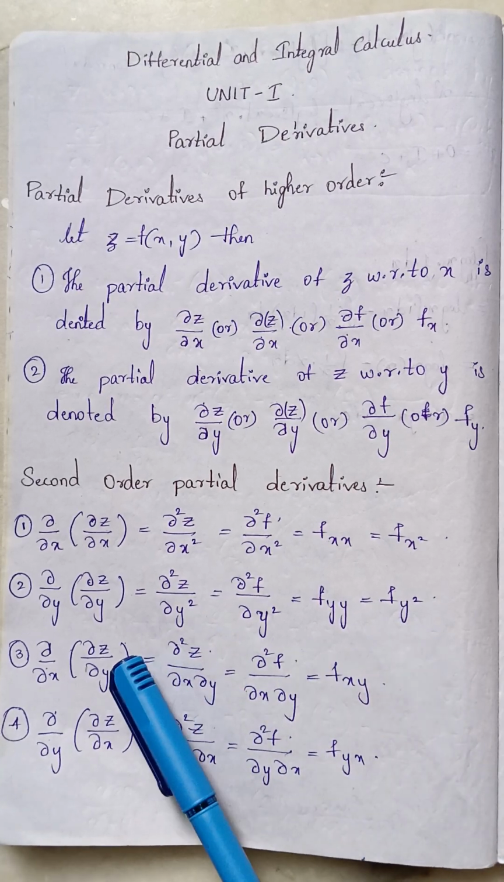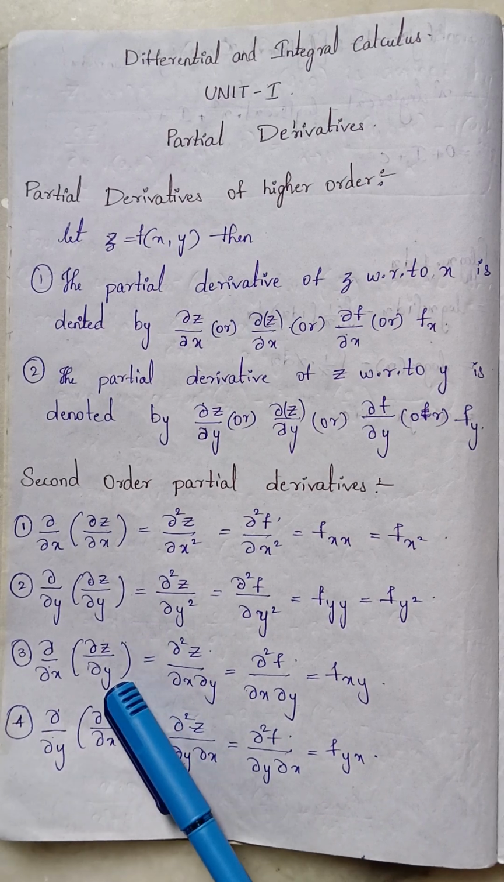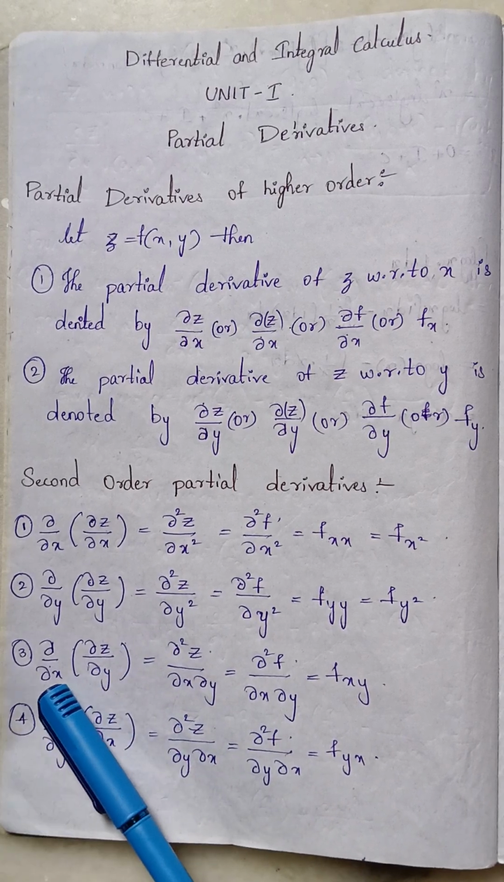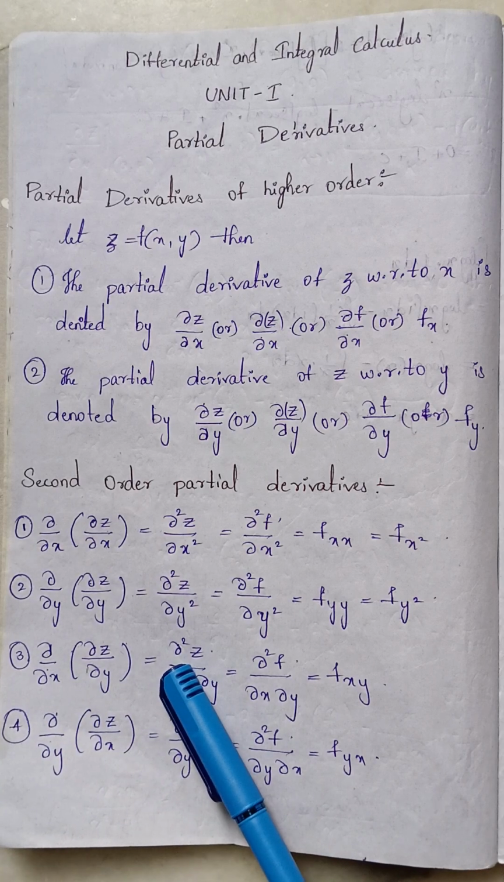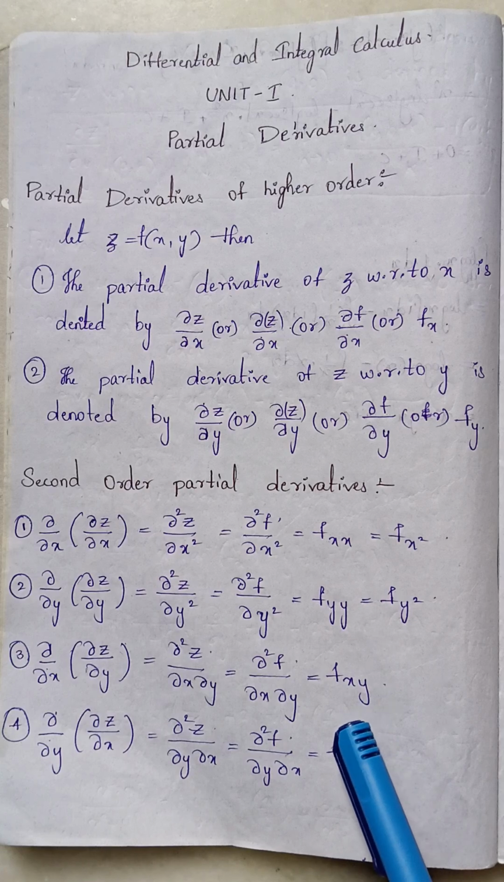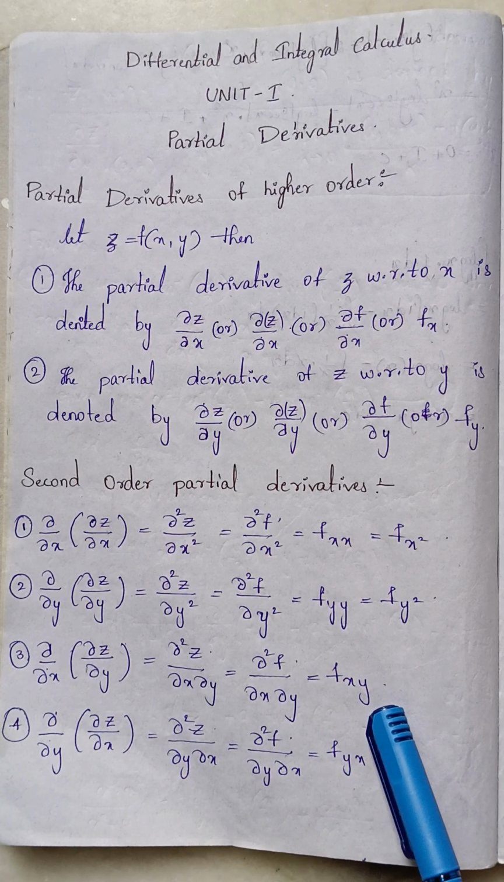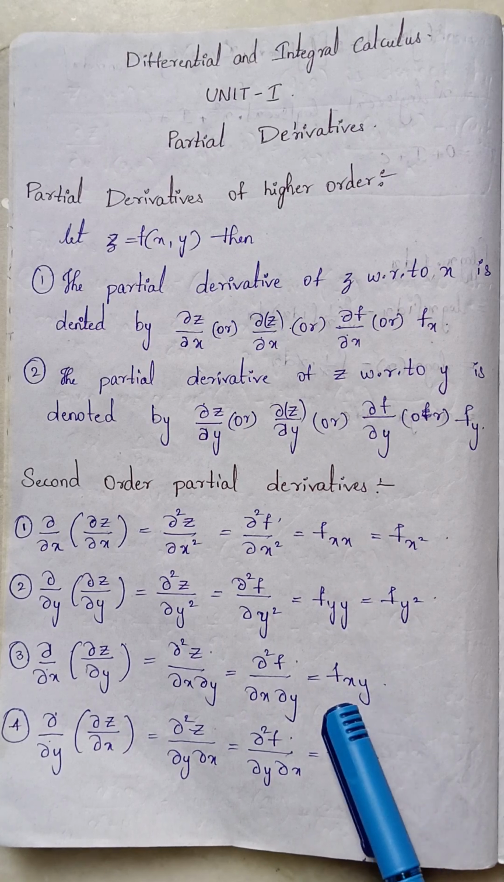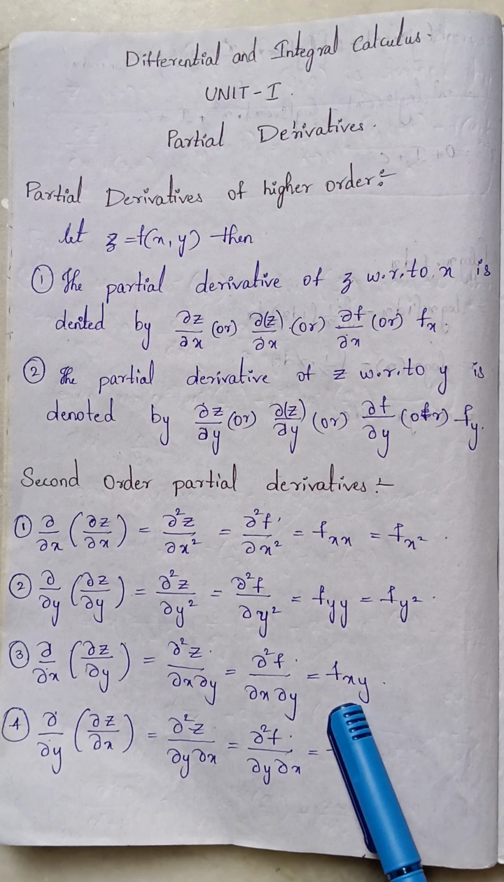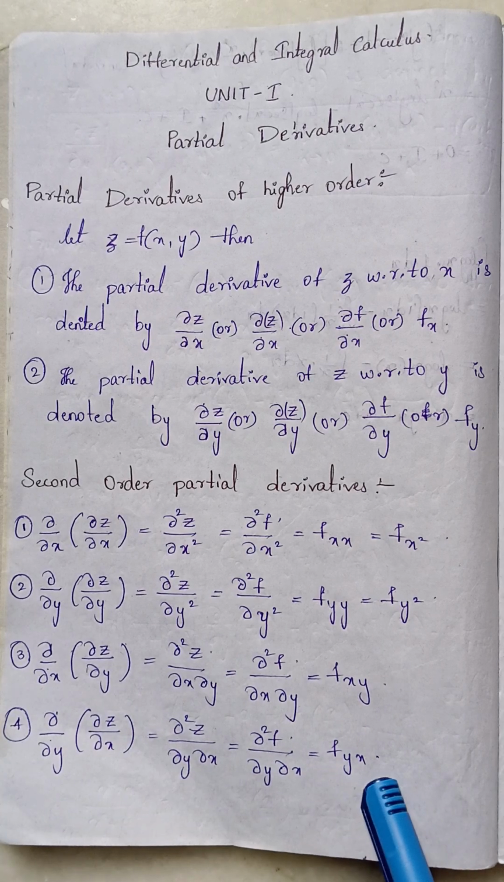Similarly, when we take the partial differentiation of z with respect to y, and again with respect to x, it is denoted by dou square z by dou x dou y. It is also called fxy. That means we take the partial differentiation of z with respect to y first, then x, so we have to go from right to left. Similarly, for x first and then y, it is fyx.